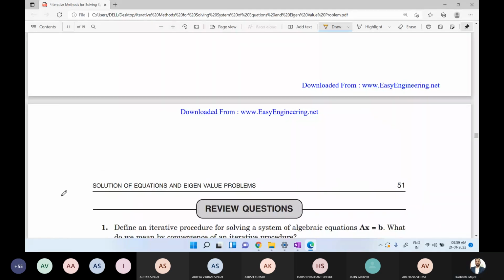So these two are iterative schemes to solve system of linear equations. Most of the time, if the dimension of the systems are less, then one of these two methods is used. You can use Gauss-Seidel method to obtain the solution of the system.